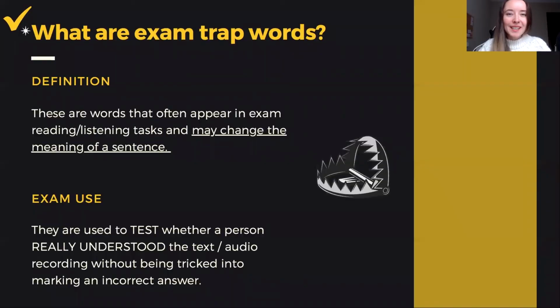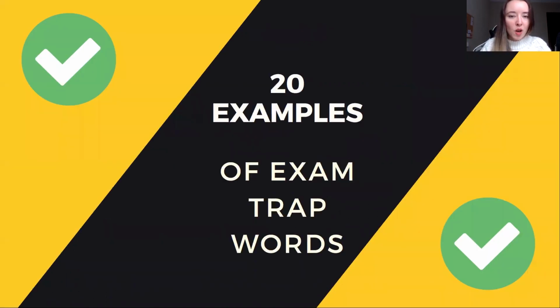All right, so the exam trap words appear in the reading, but also listening tasks, and they may change the meaning of the whole sentence. Just this one word can change the meaning of a whole sentence. Okay? They're used to test you whether you really understood the text or an audio recording without being tricked into marking an incorrect answer. And let me show you some examples of exam trap words.